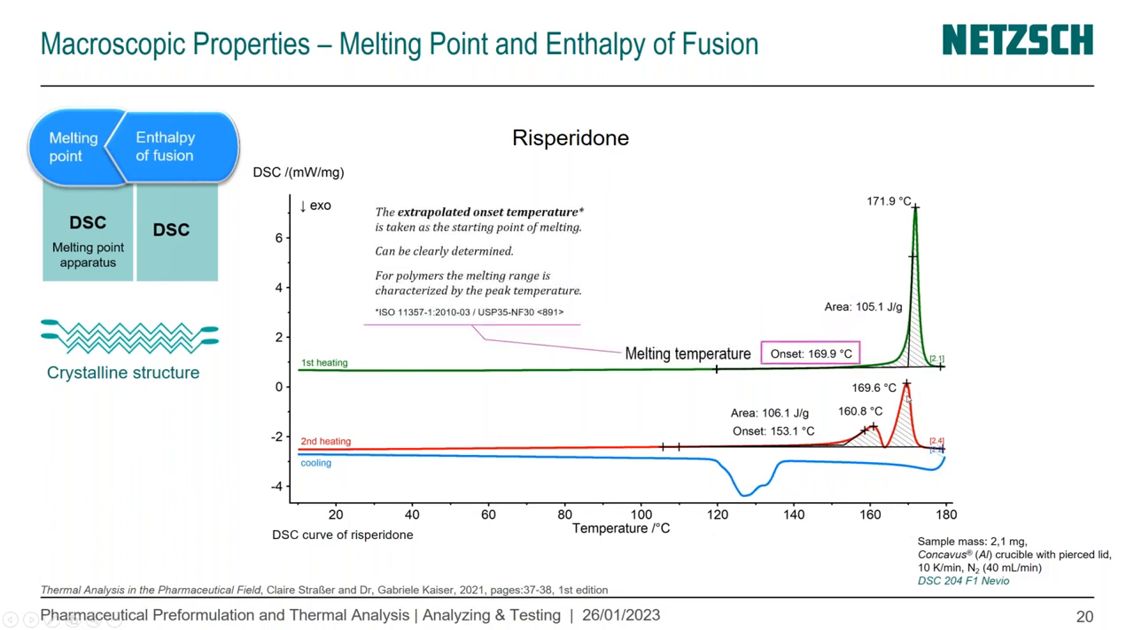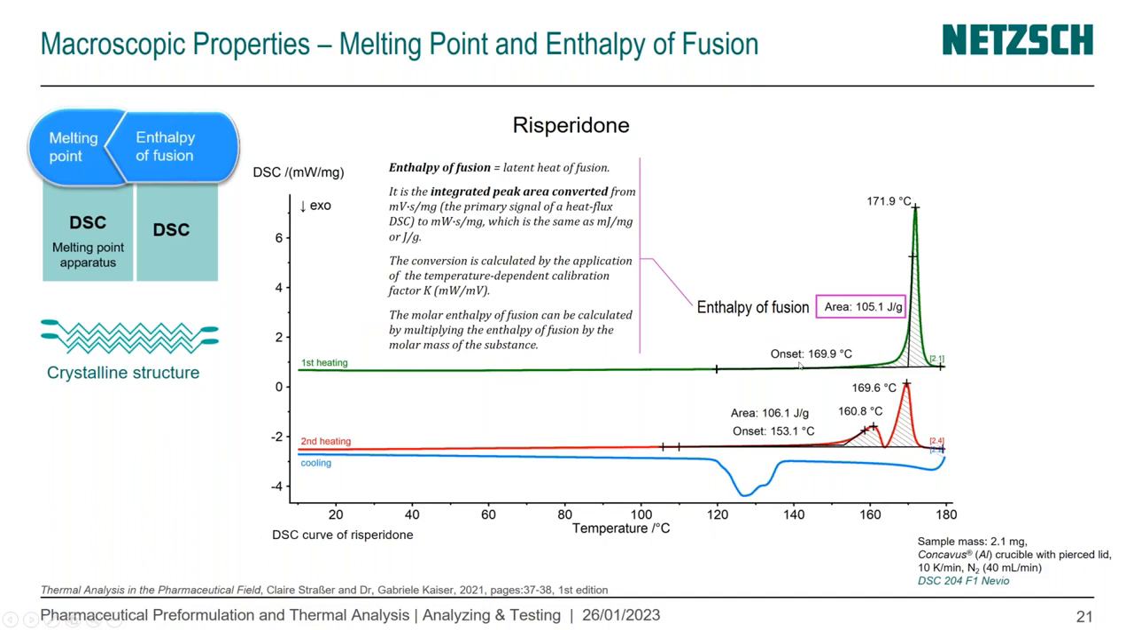But going further, what does this onset mean? This is the extrapolated onset, something like it's here. And it is taken as the starting point of the melting. It can be clearly determined, and it's the method of the ISO and USP. For polymers, the melting range is characterized by the peak temperature, not by the onset.